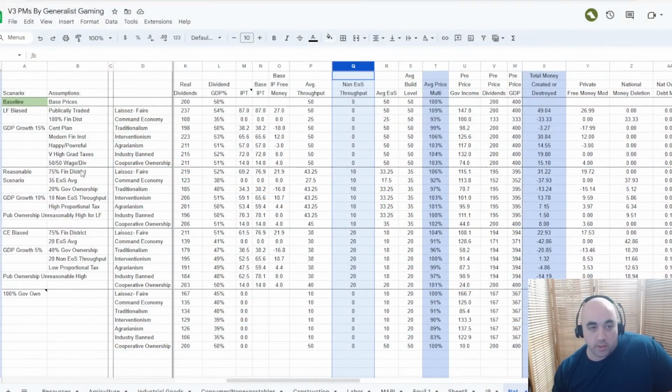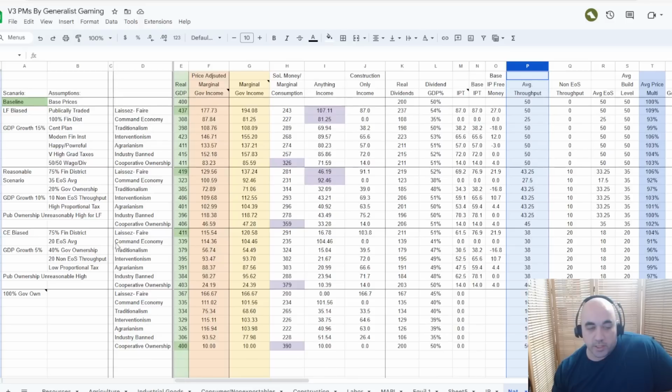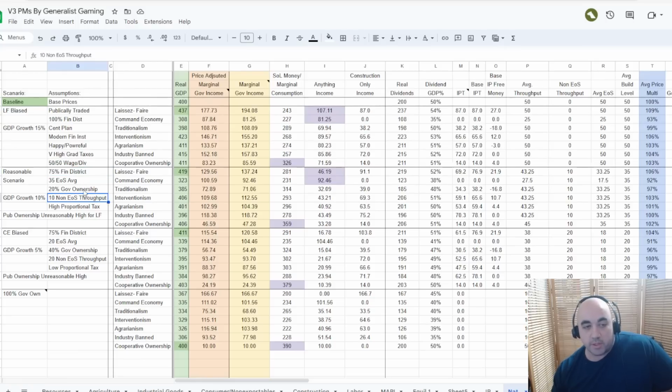That's kind of the next thing we are going to be looking at: the throughput is also going to be an important one. So let's take a look at the reasonable scenario. We are going to have 20% government ownership. Of the stuff that is not government owned, 75% will be financial district, 25% will be agrarian.